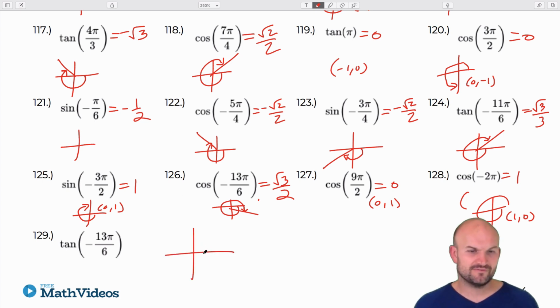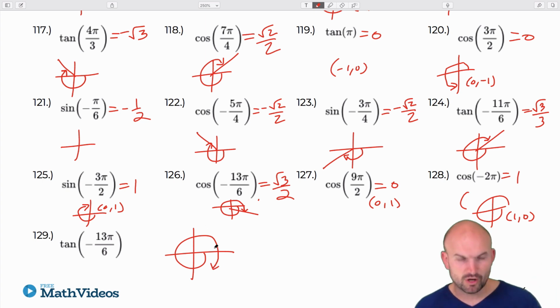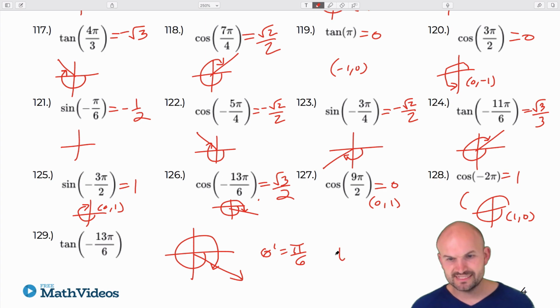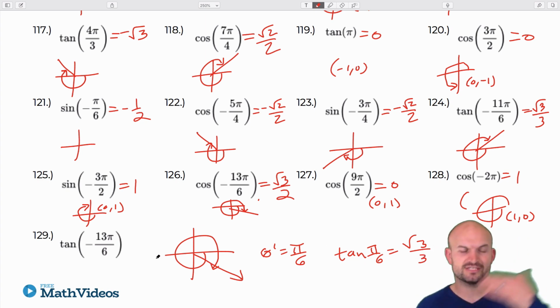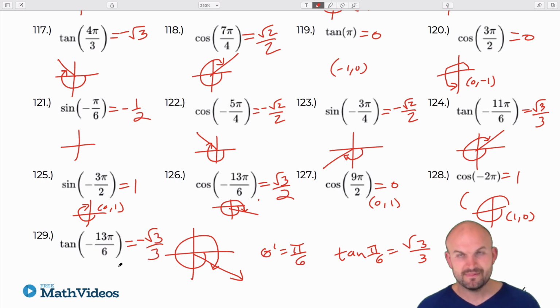Let's go ahead and finish this out. Negative 13 pi over 6. We know all the way around the circle is negative 12 pi over 6. So therefore, we're just going to go an extra 13 pi over 6 here. Therefore, my reference angle is equal to pi over 6. The tangent of pi over 6 is equal to the square root of 3 over 3. But since it is in the fourth quadrant, the tangent is going to be negative. So it's a negative square root of 3 over 3.